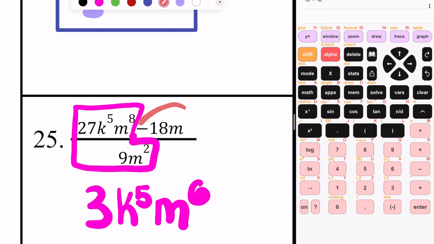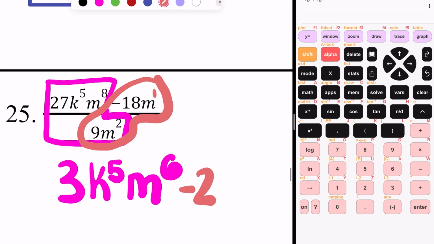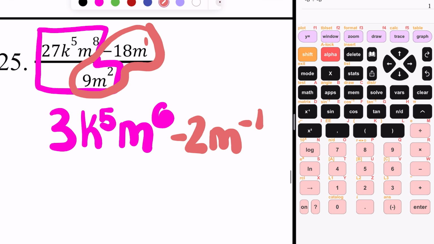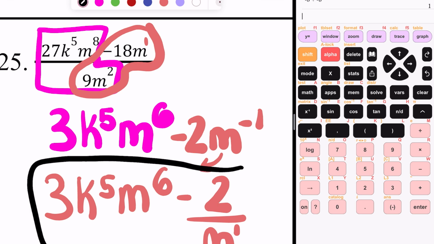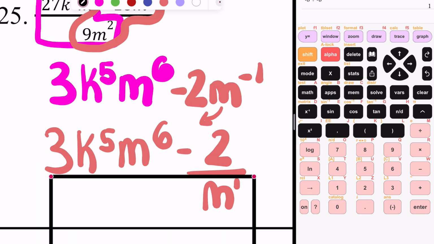And now let's look at this next one. Negative 18 divided by 9 is negative 2. We have m to the 1 divided by m to the 2. 1 minus 2 is negative 1. The first term is no problem. But the second term, we have this negative 1 as an exponent, which means we actually have to bring this to the bottom and put it over m to the positive 1. And this right here would be our final answer.